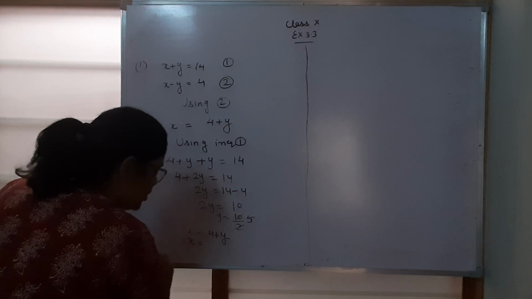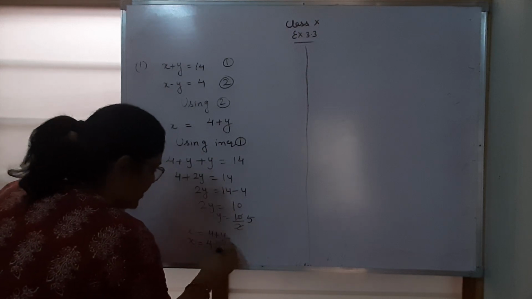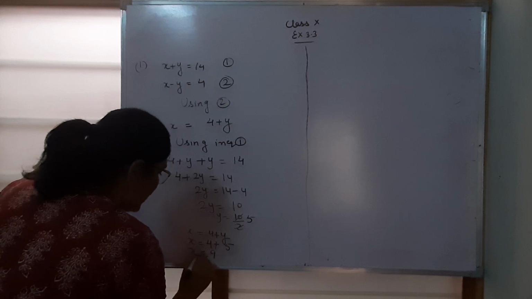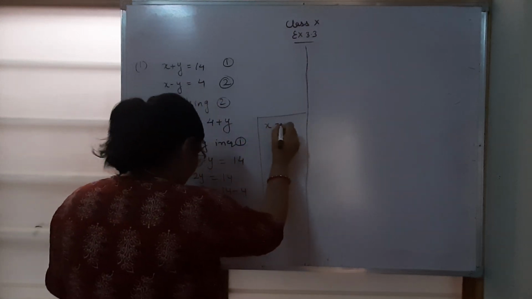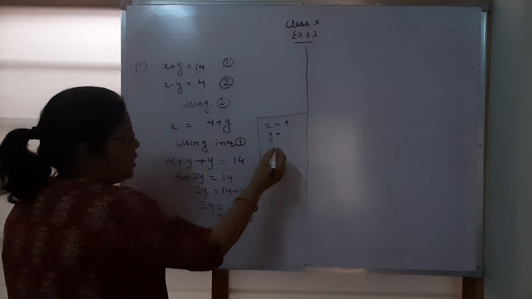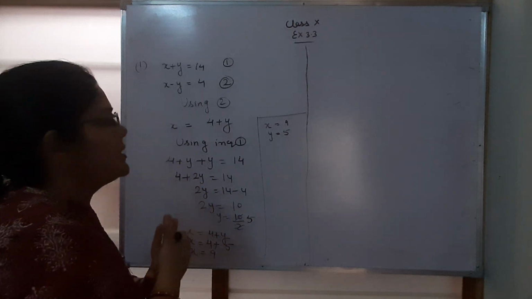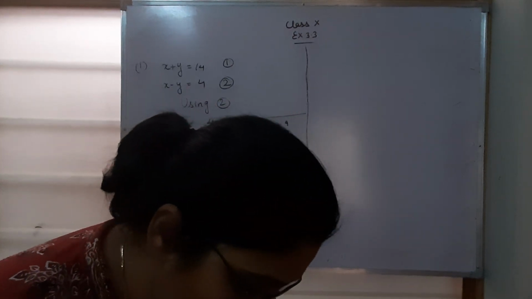x I just need to find, 4 plus y की वैल्यू क्या है? 5. It is given. So x is equal to 9. So the solution will be what? The solution is x is equal to 9 and y is equal to what? y is 5. Alright. Is it very much clear to you? Alright. So moving on to the next question.